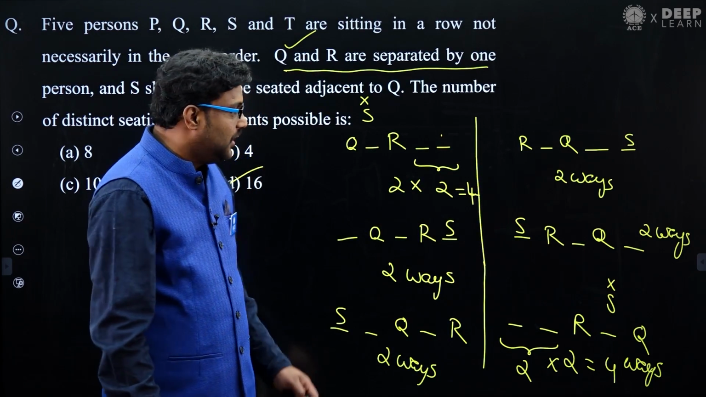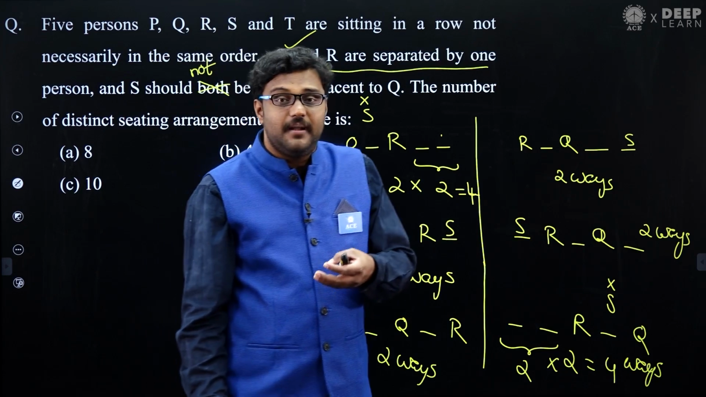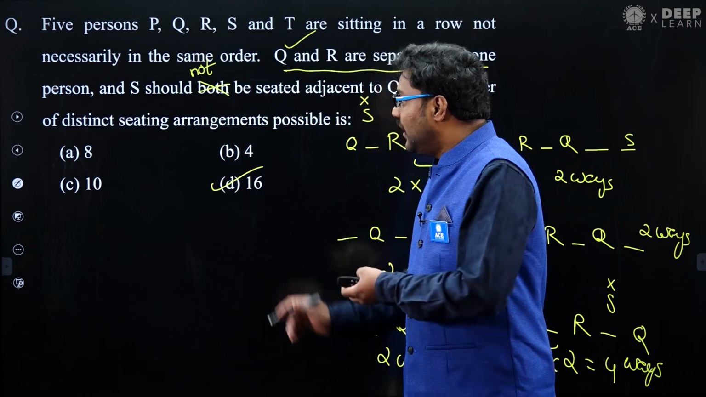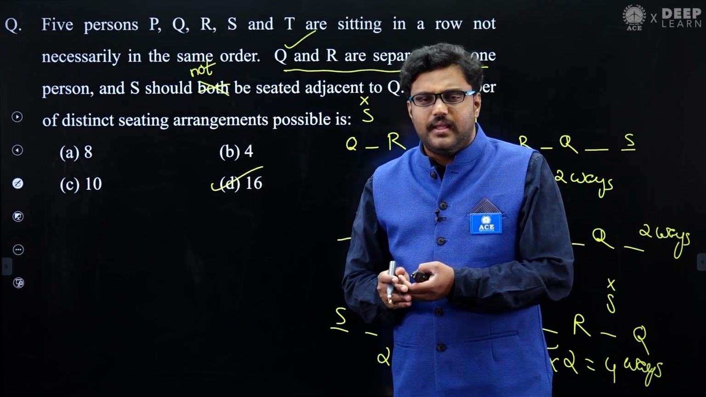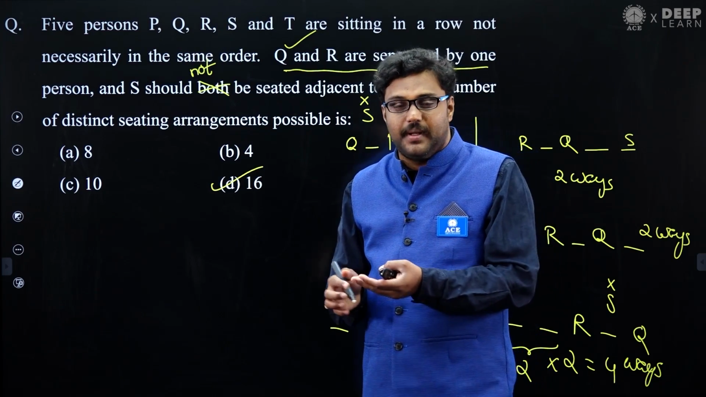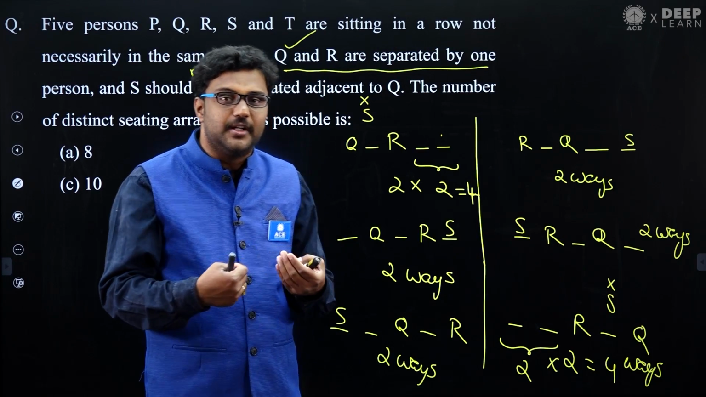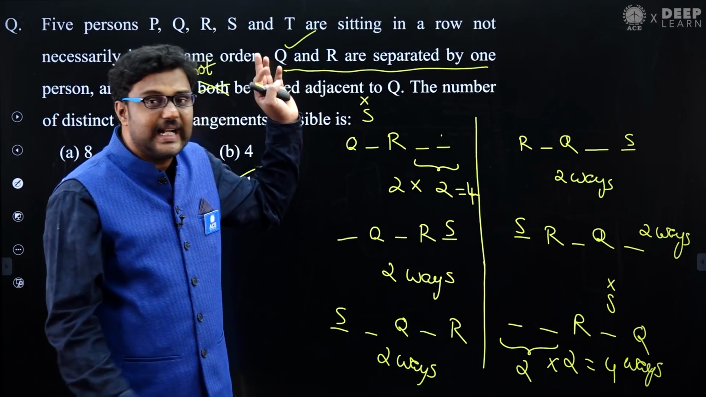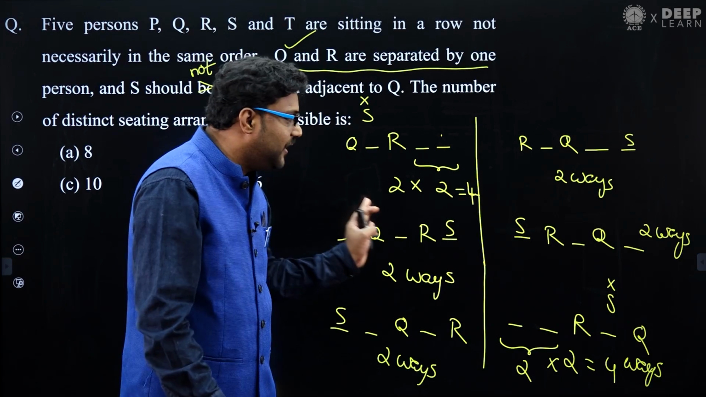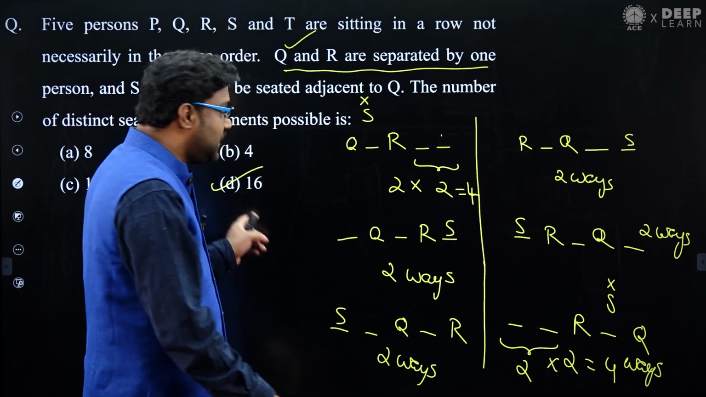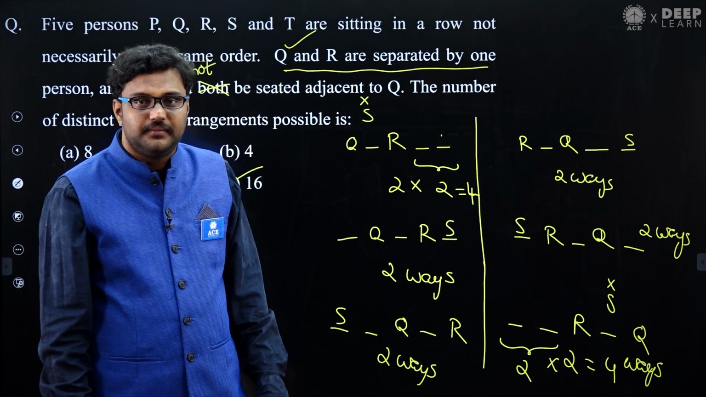Got it? So they'll ask, what are the different possibilities to arrange? Okay, this is a bit related to permutations and combinations, permutations especially, and along with the seating arrangement together they are asking a question satisfying the conditions. The different possibilities, 16 you have to get. Got it?